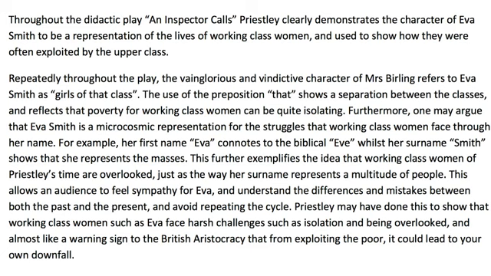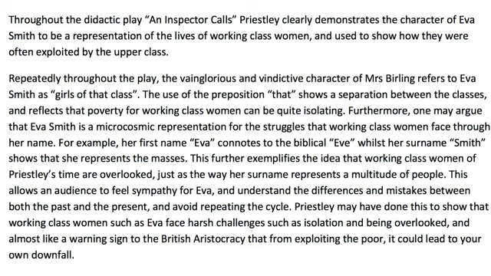For example, her first name Eva connotes the biblical Eve, whilst her surname Smith shows that she represents the masses, and this further exemplifies the idea that working class women of Priestley's time are overlooked, just as the way her surname represents a multitude of people. This allows an audience to feel sympathy for Eva and understand the differences and mistakes between both the past and the present, and avoid repeating the cycle.